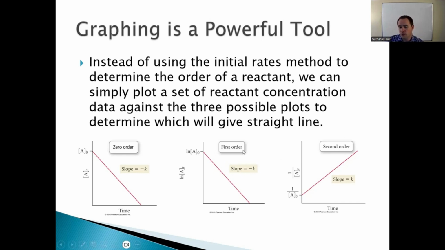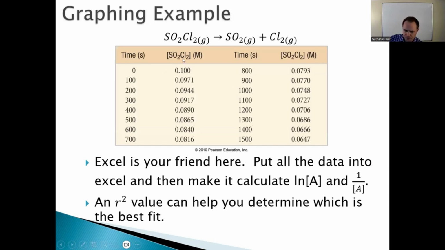But I do want to show you how this works, because in the real world, in the lab, a lot of times we'll run a reaction, measure the concentration at different points in time, and then make a graph and see which graph gives us the best fit for our data. Then we can determine if something is 0, first, or second order. So for example, say you had some way to monitor the concentration of this reactant as the reaction progresses. At t equals 0, you start with a 0.1 molar concentration of this gas, and you're able to monitor how much is in there in 100-second intervals.